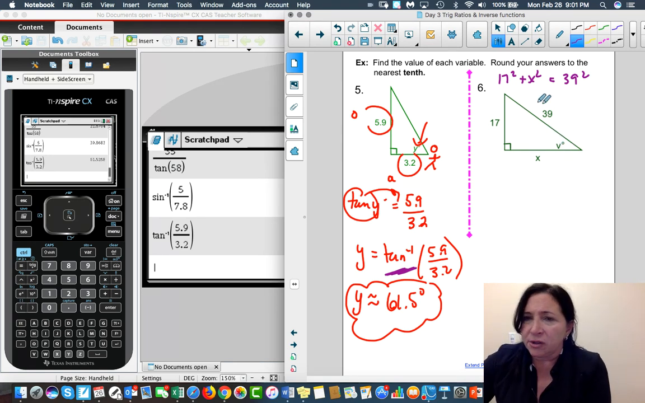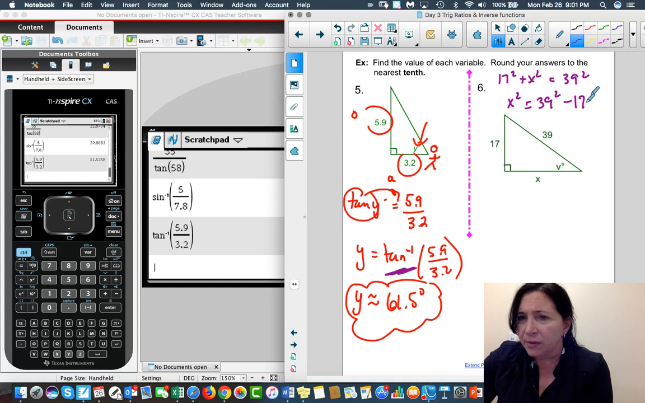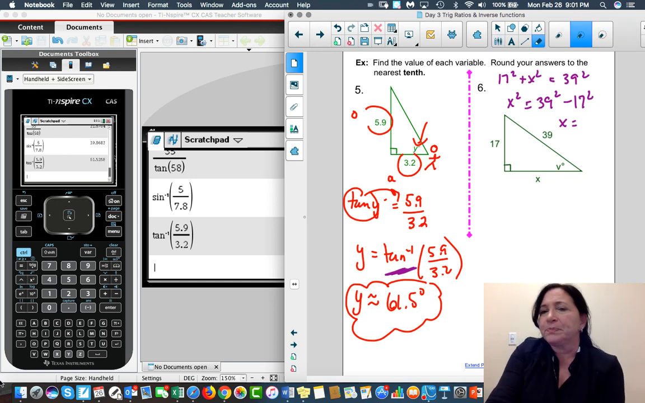So I just might do that too. What I think I'm just going to do for this problem to start is Pythagorean Theorem. So I'm going to go x squared is equal to 39 squared minus 17 squared. And then I'm going to square root what I get. Whatever that answer is, I'm going to square root that answer. Okay, so let's see what we get.